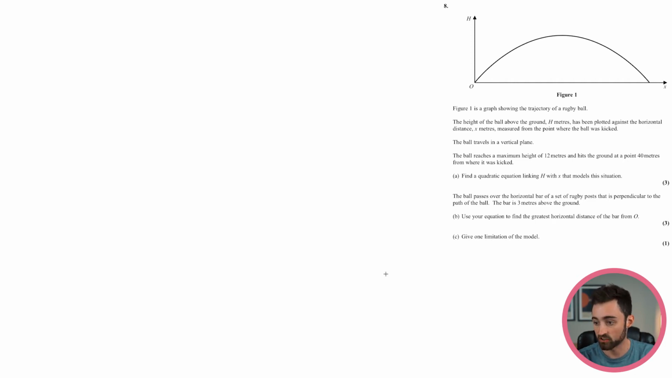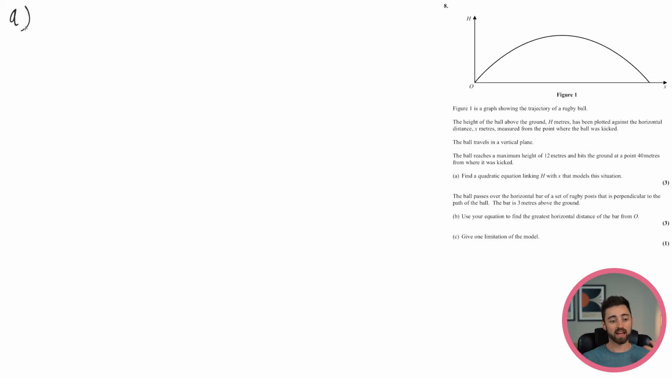The height of the ball above the ground H has been plotted against the horizontal distance X meters measured from the point where the ball was kicked. Okay, it travels in a vertical plane and it reaches a maximum height of 12 meters and hits the ground at a point 40 meters from where it is kicked. And the quadratic, cool, so we're modeling it as a quadratic, that's very good to know. Linking H with X that models the situation. So we've got a quadratic plotted for us.